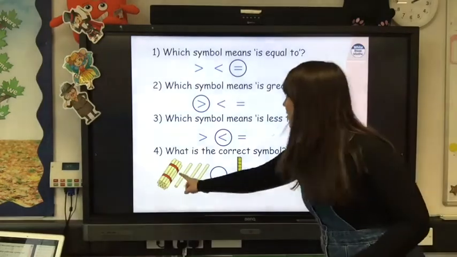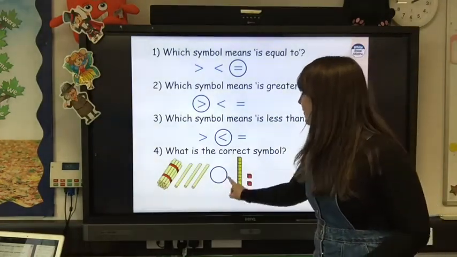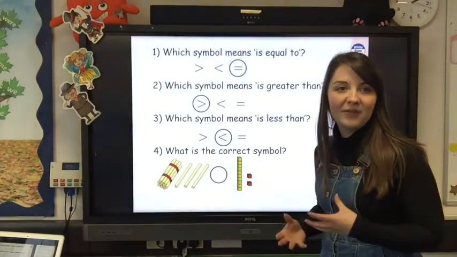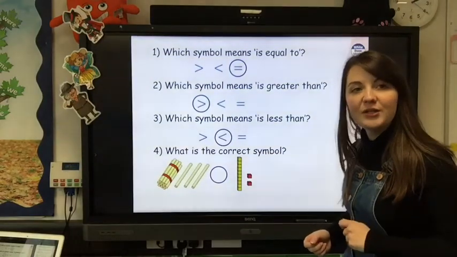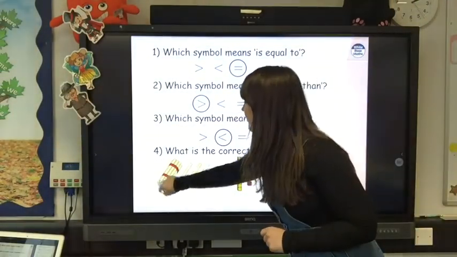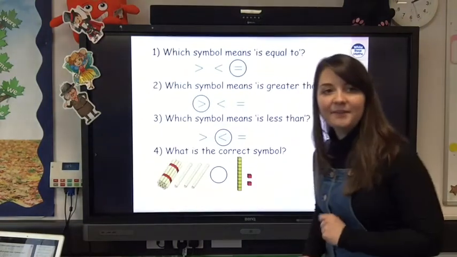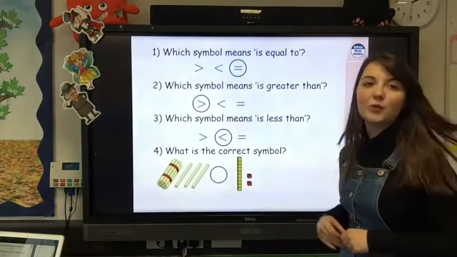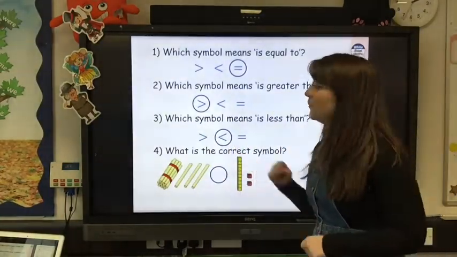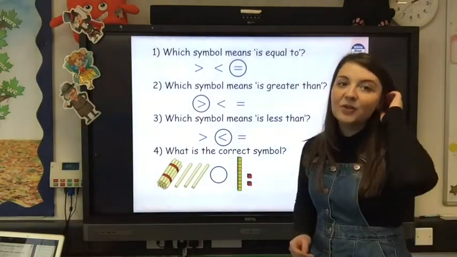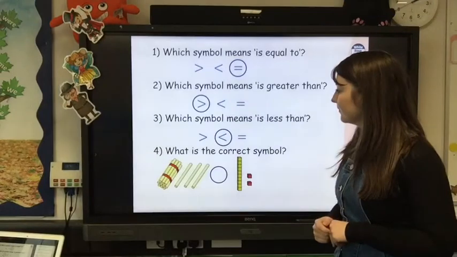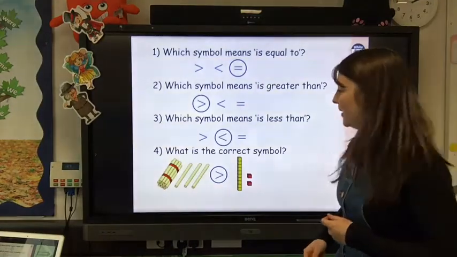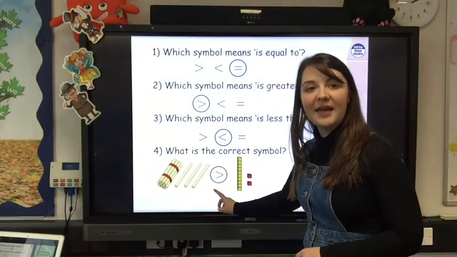Number four, what is the correct symbol to pop in the middle here? So let's find out how many we have on each side by counting on from 10. You can do this with me. 10, 11, 12, 13. 10, 11, 12. So we have 13 and we have 12. Which one of these symbols would we put in the middle to make the statement correct? We would use our greater than symbol because 13 is greater than 12.